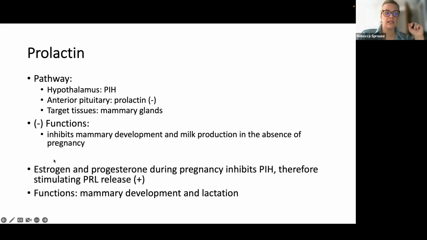And after pregnancy, you have a pretty steep downfall of estrogen and progesterone. And so prolactin may be inhibited a little bit, but there's some other mechanisms that can initiate prolactin, including the nervous stimulation of an infant suckling on the nipple and things like that. So this isn't the only pathway of prolactin being released, but it is a major pathway.